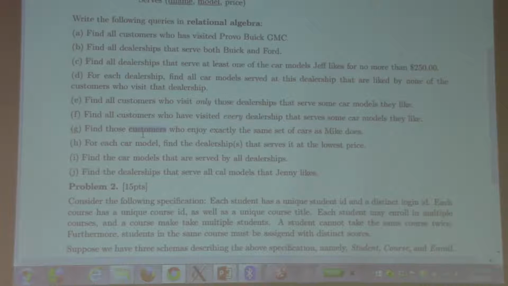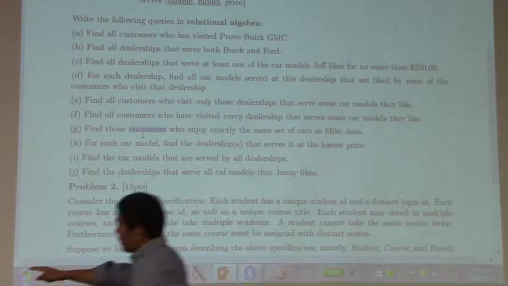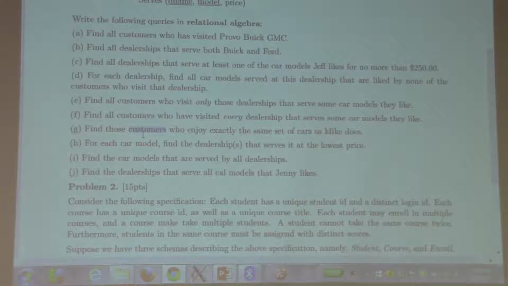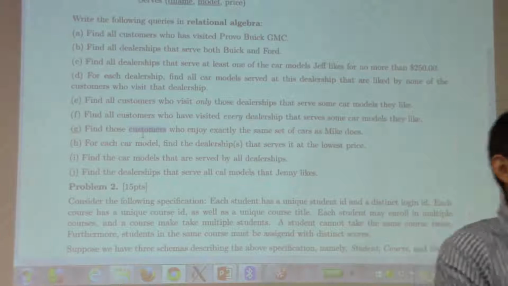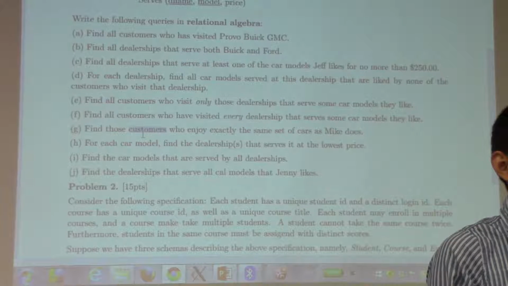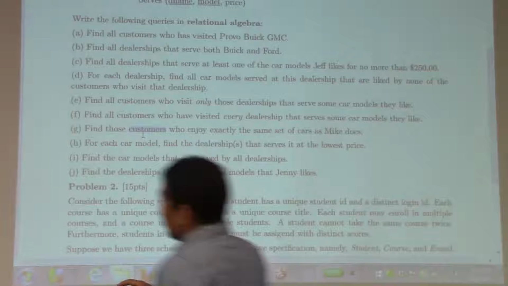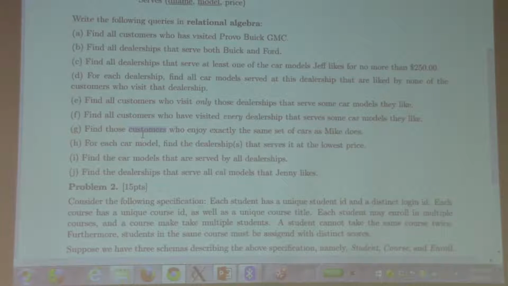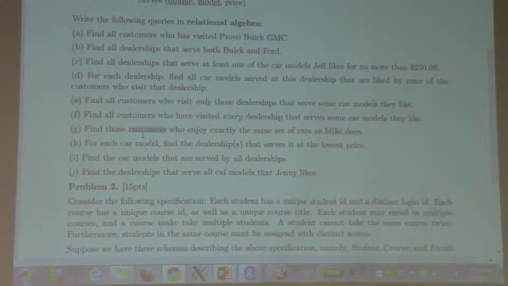One thing I could ask you, which I think is not in the homework, is go beyond F. I can ask you, find the customer who visits every dealership that serves some car he or she likes, and only those dealerships. You see that? That's essentially asking you to do this set minus this set. And how you do that? I will leave that as an exercise for you to figure out.